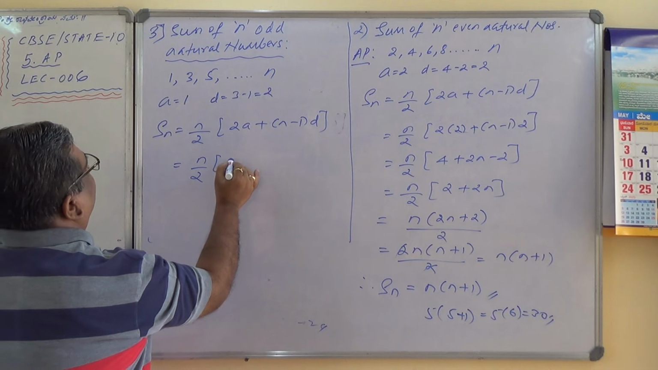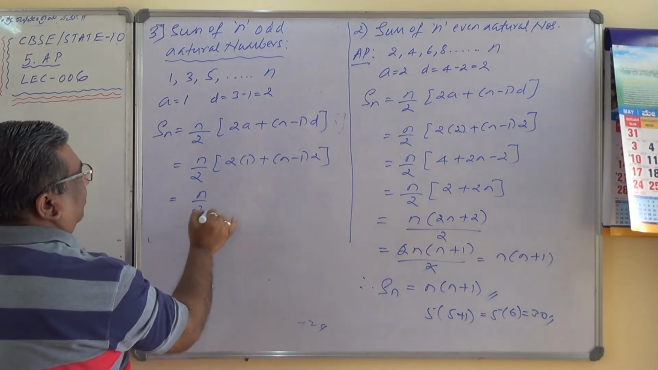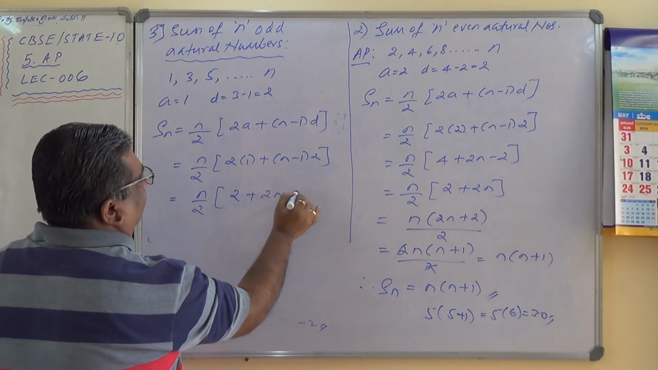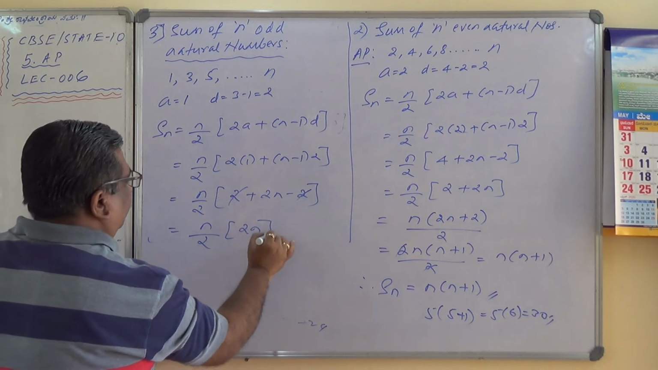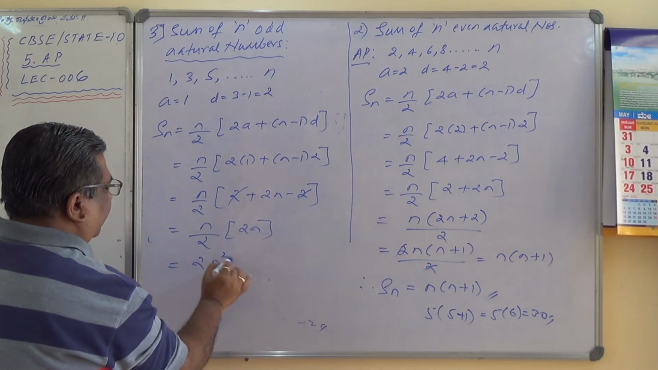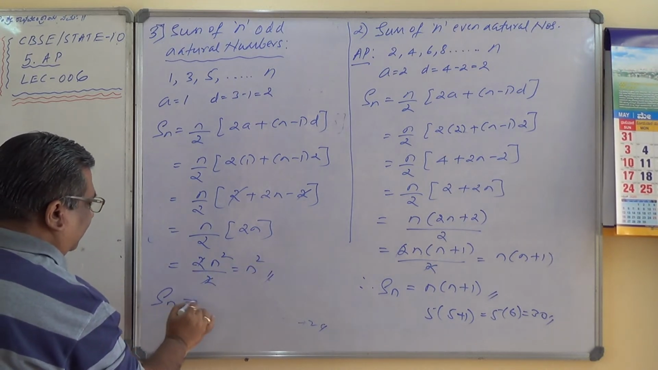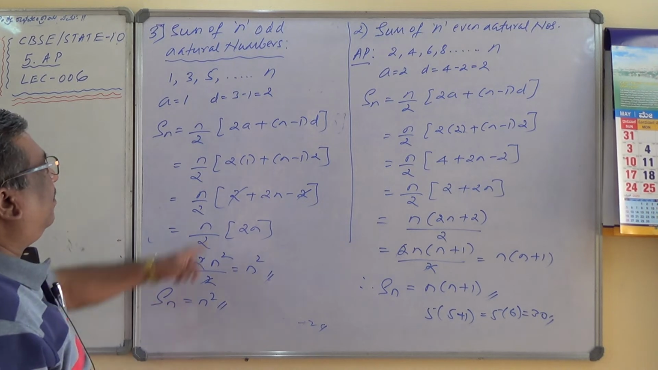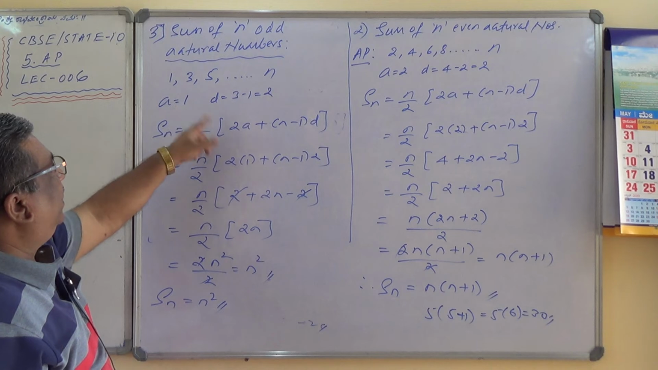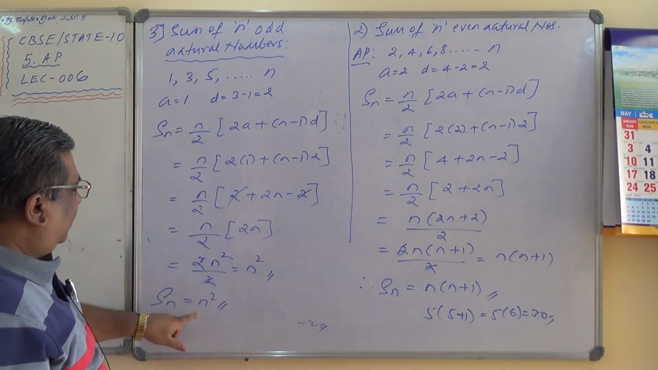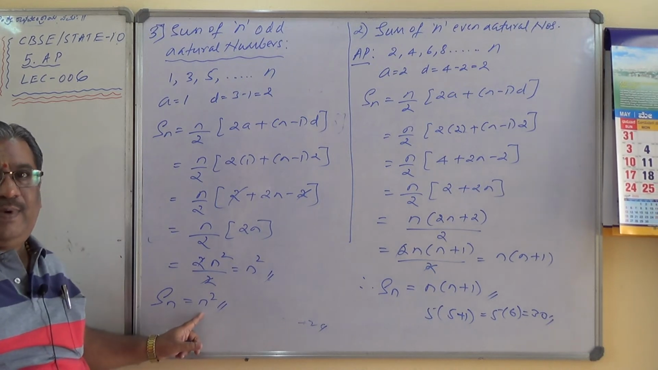n by 2 into bracket 2 times 1 plus n minus 1 times 2 over here. This is n by 2 into bracket 2 plus 2n minus 2. This 2 cancels, which equals n by 2 into 2n, which can be written as 2n square by 2. 2 cancels, n square. What an interesting formula. Sn equals n square. Let me check whether it is correct or not. Correct. Say for example, 1 square is 1.